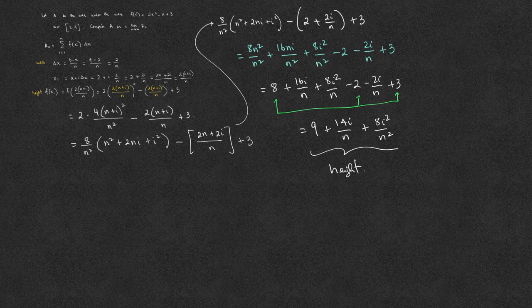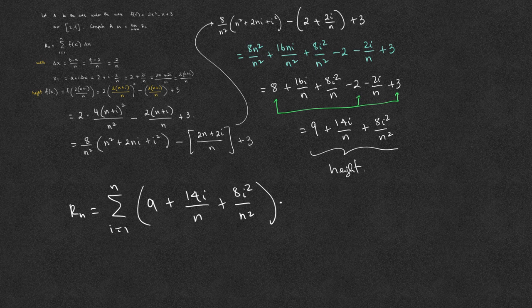And so the right sum Rₙ is the sum as i goes from 1 to n of f(xᵢ), which is the height, 9 + 14i/n + 8i²/n², times Δx. But we found that Δx is 2 over n earlier.